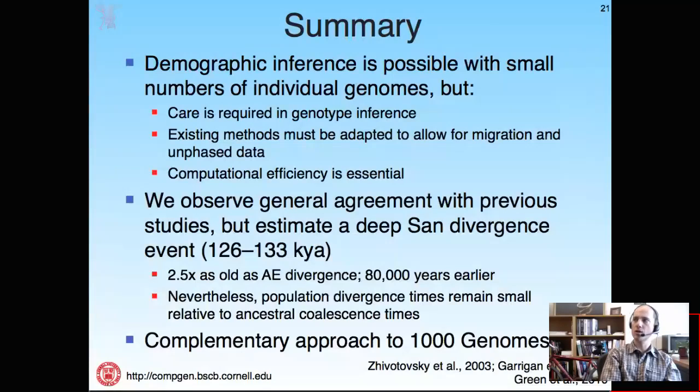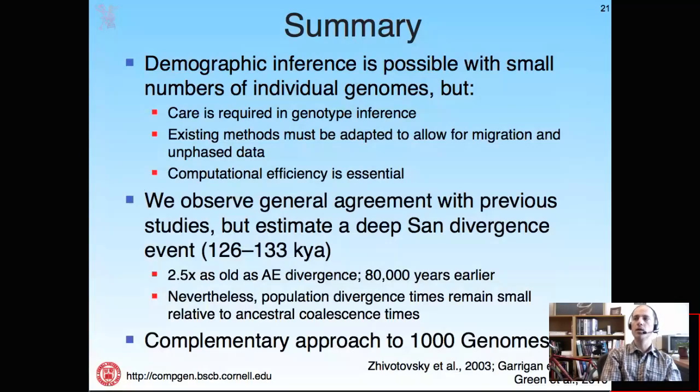Our estimates of this SON divergence event at around 130,000 years were in general agreement with previous studies, but somewhat deeper than what had been reported, and with much narrower Bayesian credible intervals, so with higher confidence than what had been reported from autosomal data. As I mentioned, I think it's quite striking how old this divergence event is, 2.5 times as old as the African-Eurasian divergence. It implies these divergence events happened some 80,000 years earlier than the divergence between Eurasian and African populations.